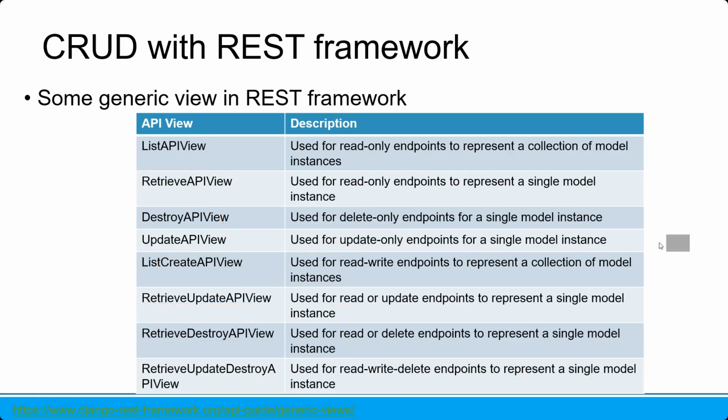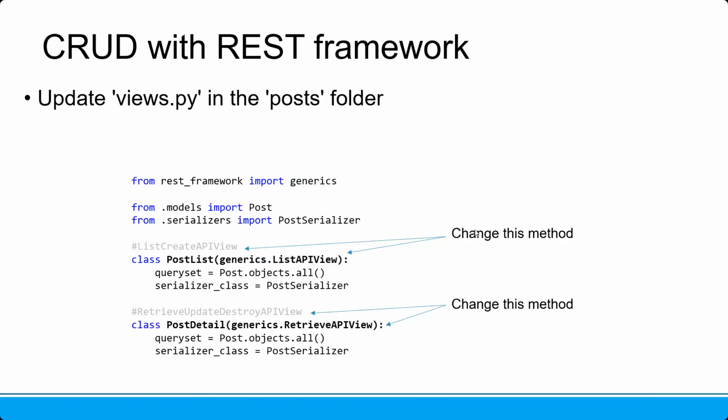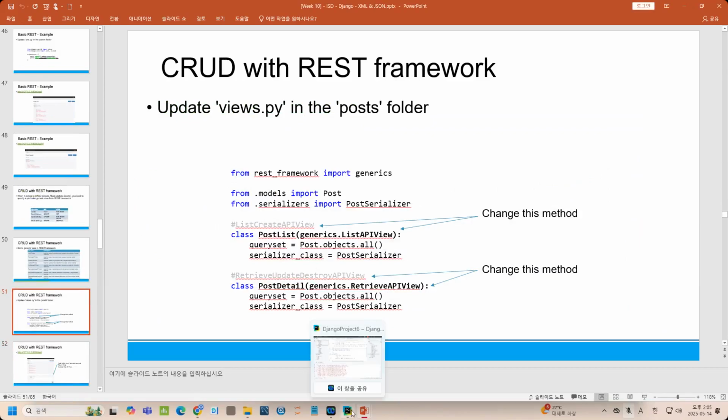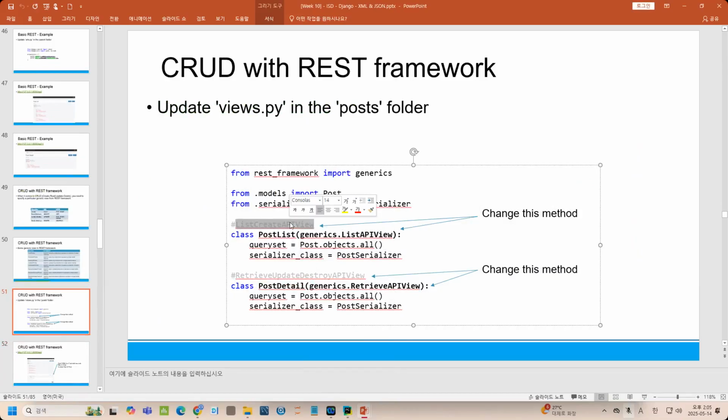Now, let's try to change. Okay. So here I give you a guideline. So change this method. At first we use the list API view. Now let's use the list create API view. In this case, I use the retrieve API view. Now let's change it to retrieve, update, destroy API view.